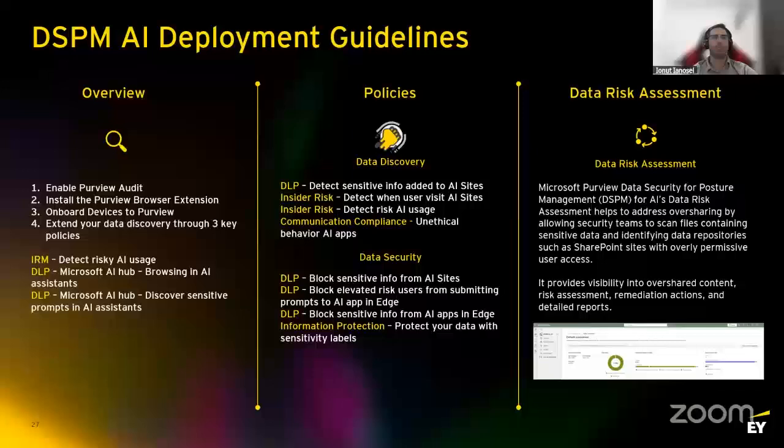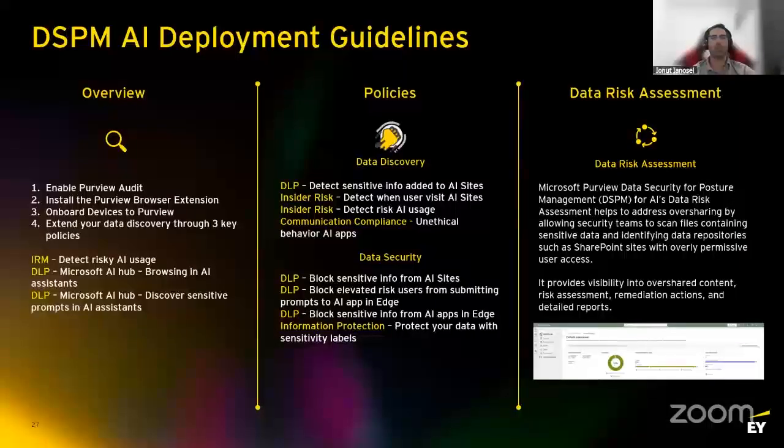And as an overview, before deploying these AI tools, we need a strong foundation, and we will have to start with enabling Purview Audit. We will have to install the Purview browser extensions because it will help us to monitor AI interactions in web-based tools. We will have to onboard the devices into Microsoft Purview so we can ensure endpoint level control. And then we will have to extend the data discovery through to key policies so AI cannot access sensitive data without checks.